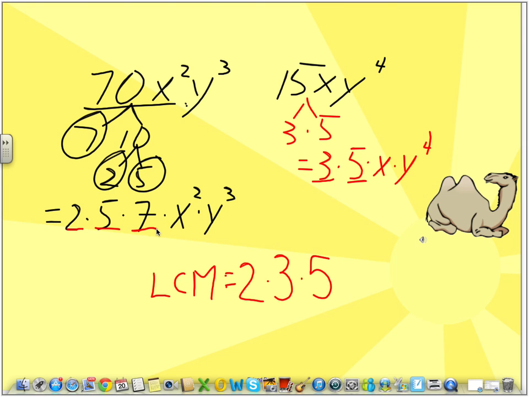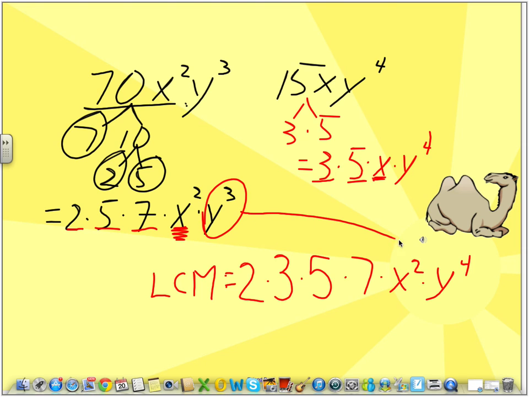And then finally, I've got just 1 7, so the 7 goes into my LCM. And then for my x's, I've got x squared and I've got x. So I look for one that can contain both of those, and that would be just x squared. And then y to the third or y to the fourth, I need to have the larger of the two, y to the fourth. So that this way I have a y to the third in there, and a y to the fourth in there.